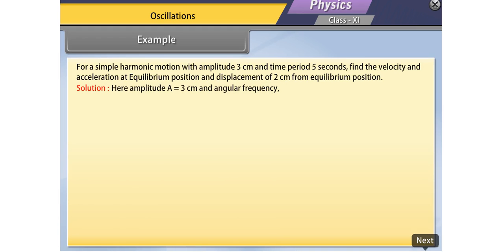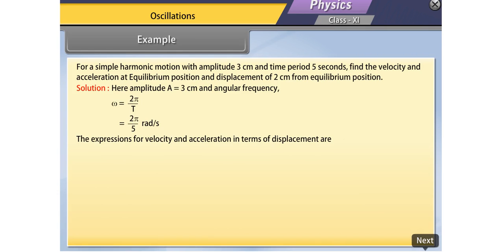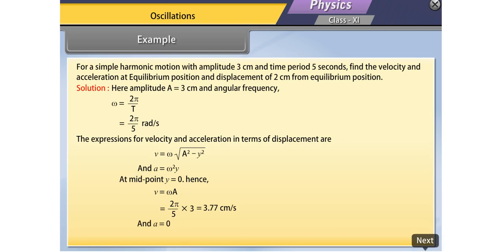Here, amplitude A is equal to 3 cm and angular frequency omega is equal to 2 pi upon T, which is equal to 2 pi upon 5 radian per second. The expressions for velocity and acceleration in terms of displacement are v is equal to omega under root of A square minus y square and a is equal to omega square y. At midpoint y is equal to 0. Hence, v is equal to omega A is equal to 3.77 centimeter per second and a is equal to 0.